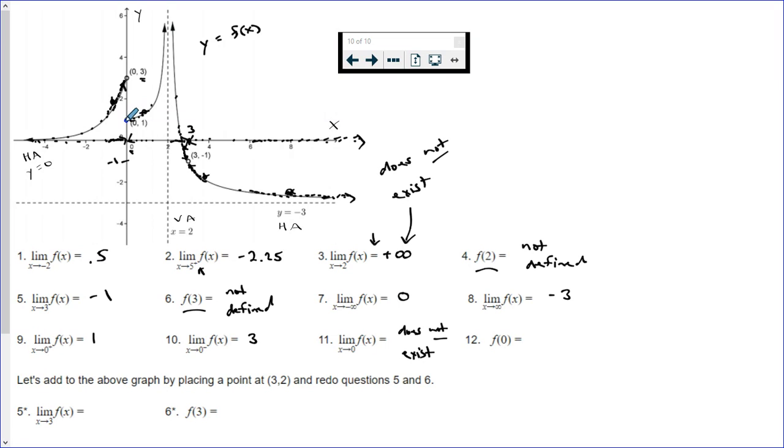Because there's a dot there, when the input is 0, the output of this function is going to be 1. If this open circle here had been filled in, and this one open, none of the limits would have changed, but the functional value would have been 3. If both of these were open, none of the limits would have changed, but the functional value would have been not defined. Okay?